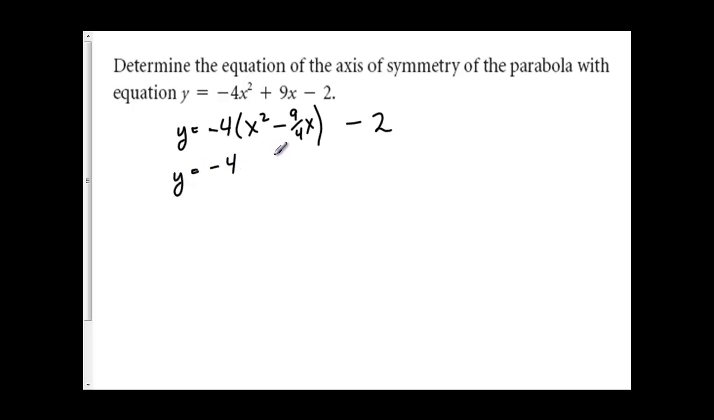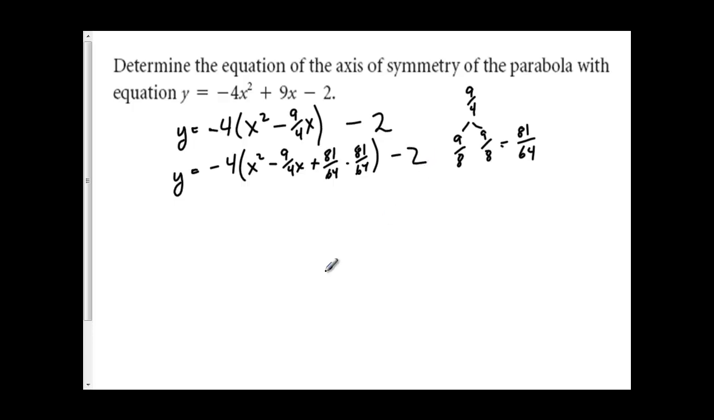Now I need to break apart my 9/4. If I take 9/4 and divide it by 2, I'm going to get 9/8. When I square that, 9 times 9 is 81. 8 times 8 is 64. So my new expression is going to be x squared minus 9 over 4 x plus 81 over 64 minus 81 over 64, and I'm still going to leave the 2 on the outside.